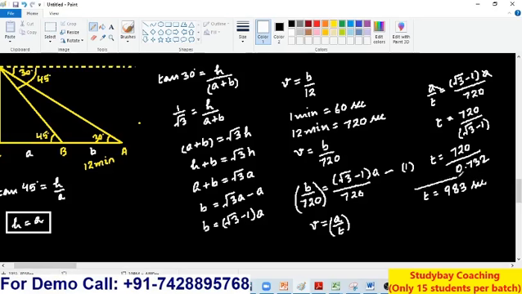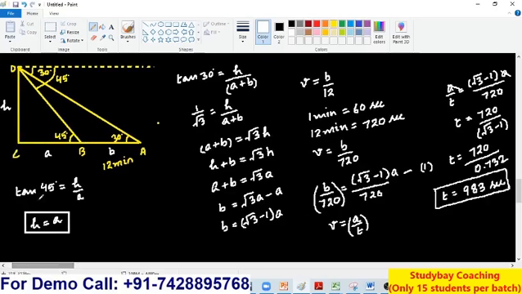Fine. So 983 seconds are required for the car to travel from point B to C, or to reach directly to the tower.